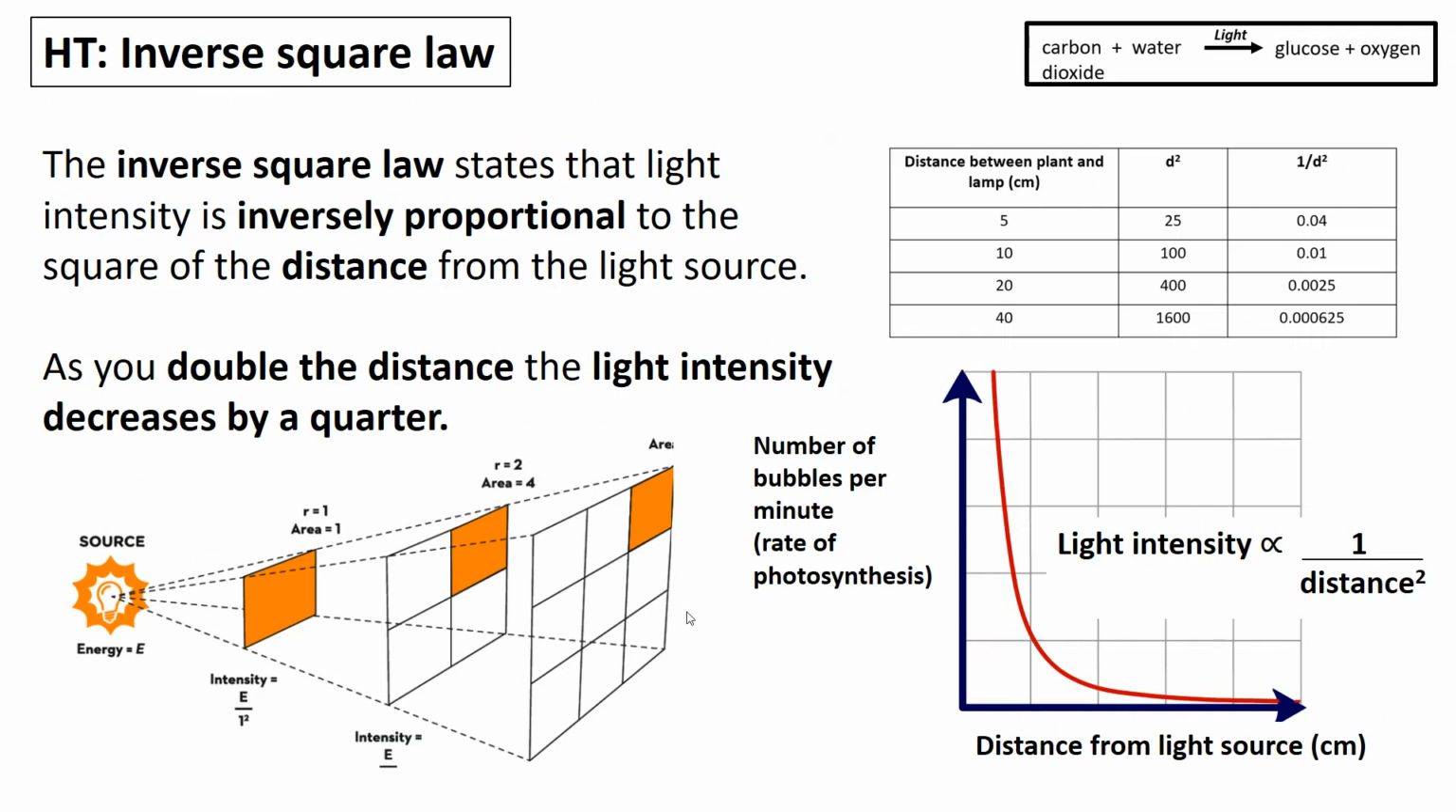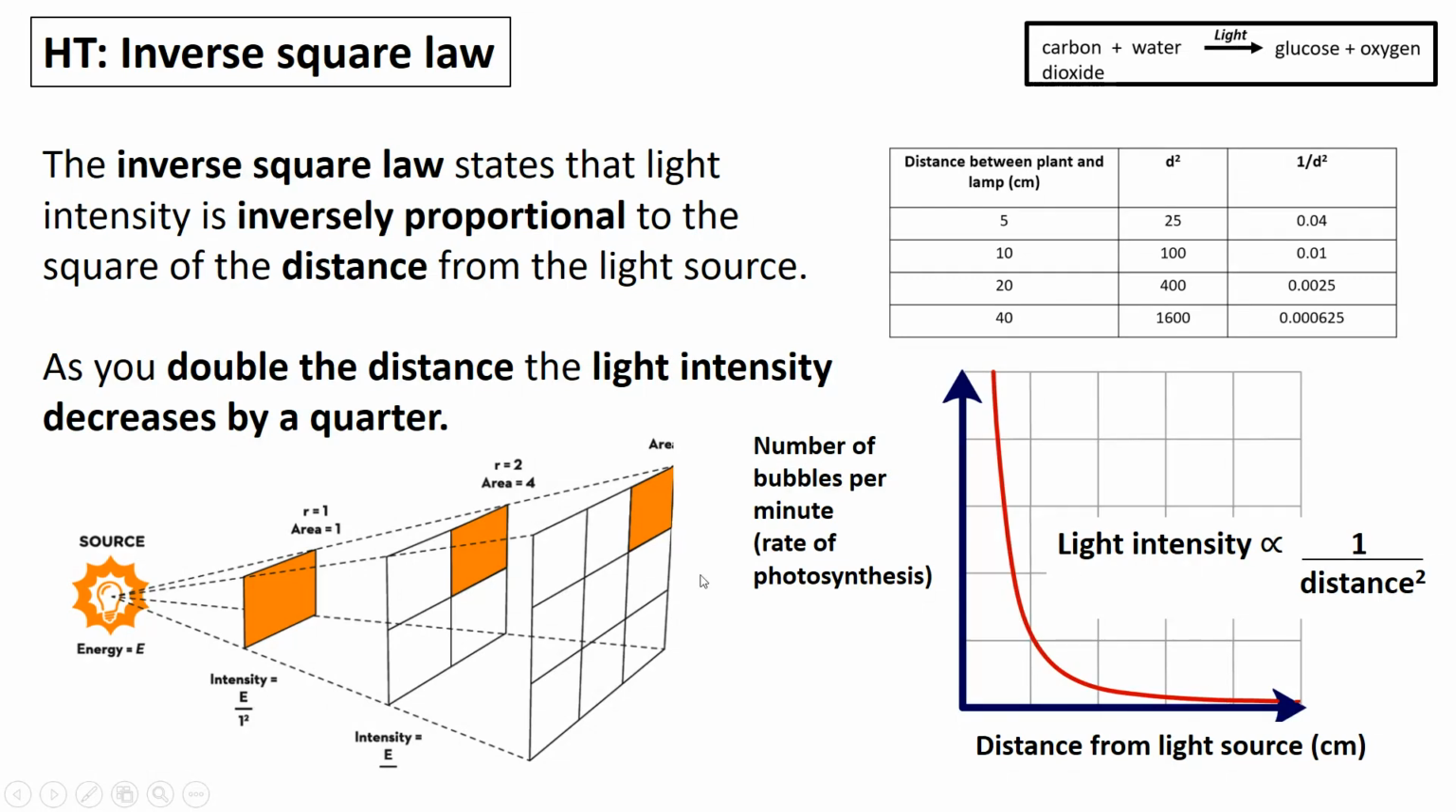If you're doing the higher paper, you also need to know about the inverse square law. And this is a way of interpreting the distance of the light source to light intensity. So the inverse square law basically says that light intensity is inversely proportional to the square of the distance from the light source. And that can be summarized in this equation here, where it says light intensity is proportional to 1 over the distance squared. That basically means if you've got those two bits of information, the light intensity and the distance, then your graph would actually start to look like this. If you looked at the rate of photosynthesis, it would slope down.